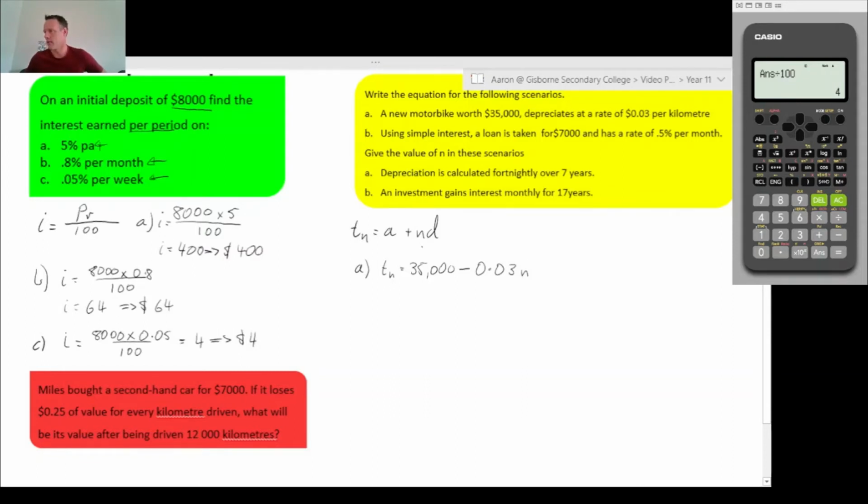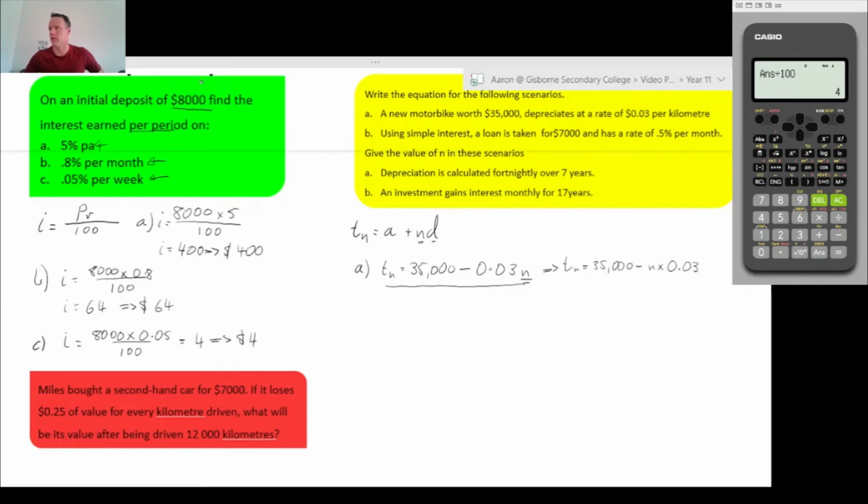Now you can see I've changed the n and the d around there. It doesn't matter. It's a bit nicer when you've got the coefficient in front of your variable. If you really wanted to put it the other way, just because your brain gets used to it, it's not going to make a difference to the outcome of your equation, but this is the preferred version. So that's the equation right there.